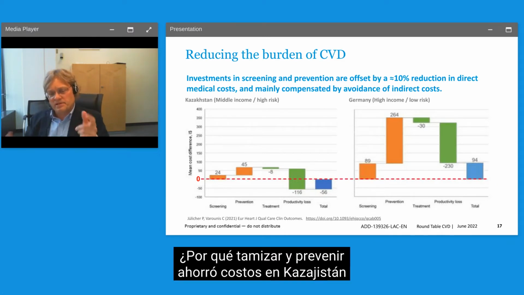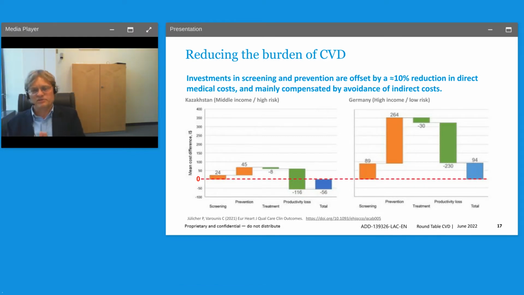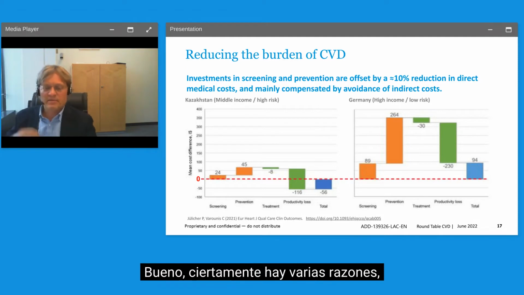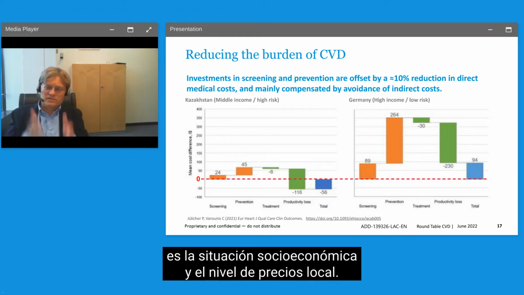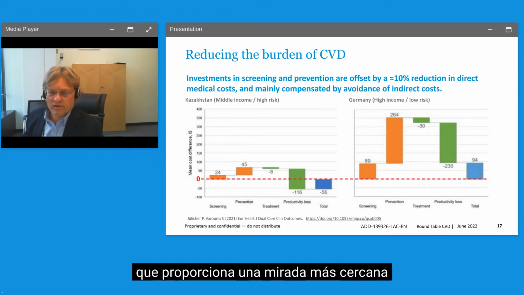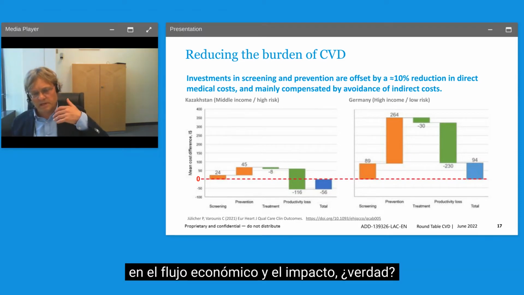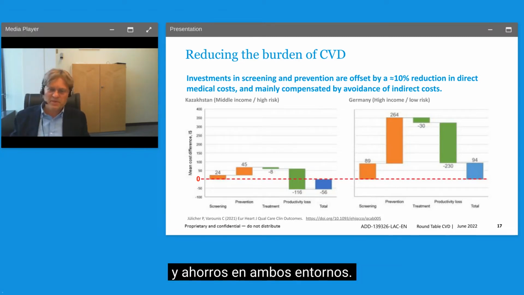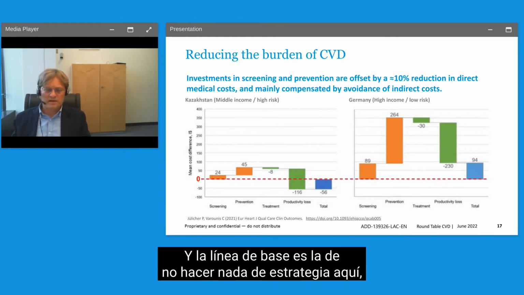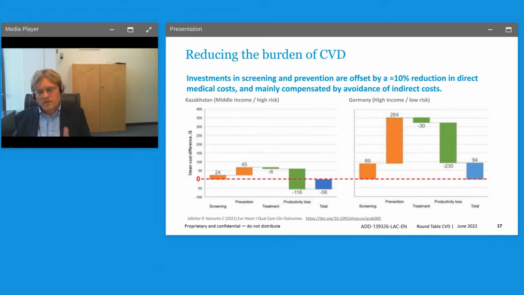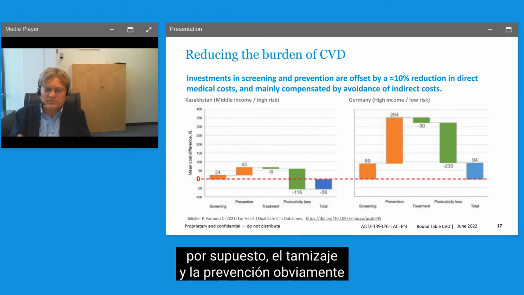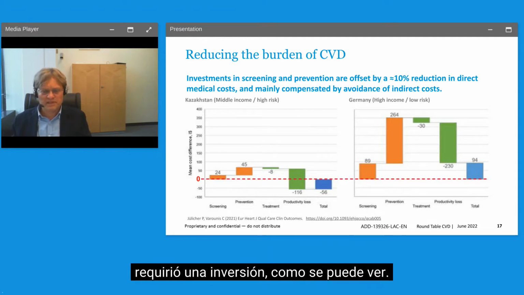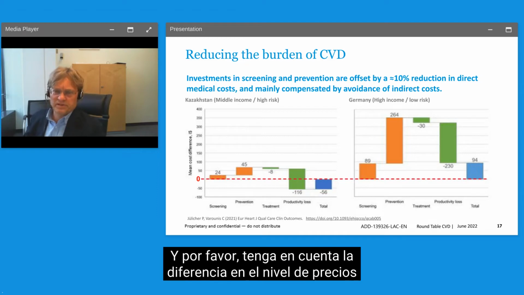Why was screen and prevent cost-saving in Kazakhstan and cost-effective in Germany? Well, there are certainly several reasons, but an important aspect, of course, is the socioeconomic situation and the local price level. And this is an interesting slide that provides a closer look into the economic flow and impact. Right. So this illustrates the investments and savings in both settings. And the baseline is the do-nothing strategy here, indicated by the dotted line. So starting from do-nothing, of course, screening and prevention obviously required an investment, as you can see.